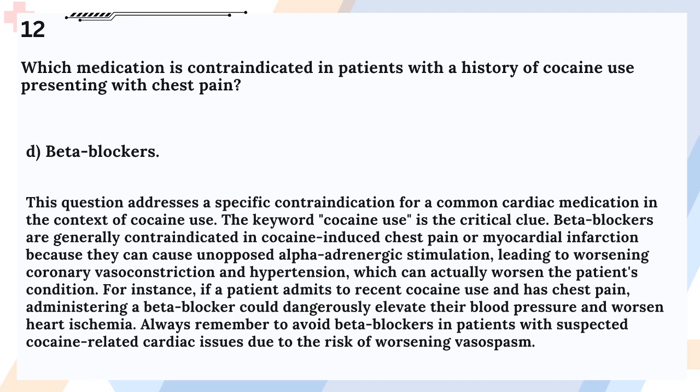For instance, if a patient admits to recent cocaine use and has chest pain, administering a beta blocker could dangerously elevate their blood pressure and worsen heart ischemia. Always remember to avoid beta blockers in patients with suspected cocaine-related cardiac issues due to the risk of worsening vasospasm.